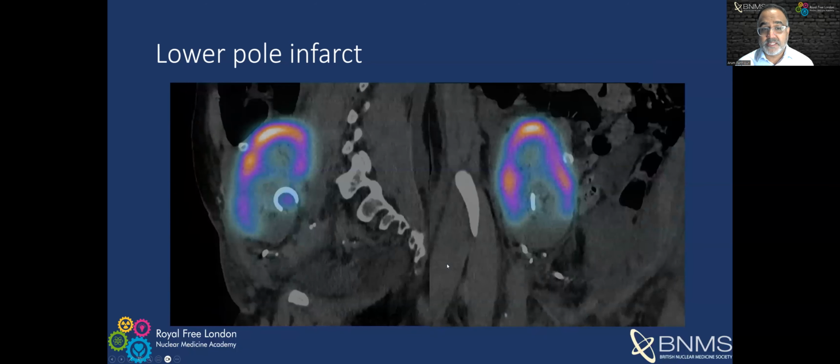When we perform SPECT CT, we can see clearly there is actually a large infarct that probably involves about a third of the kidney, the lower pole, but actually extends posteriorly much higher, and that is why we're not seeing so much of that on the 2D renogram image.